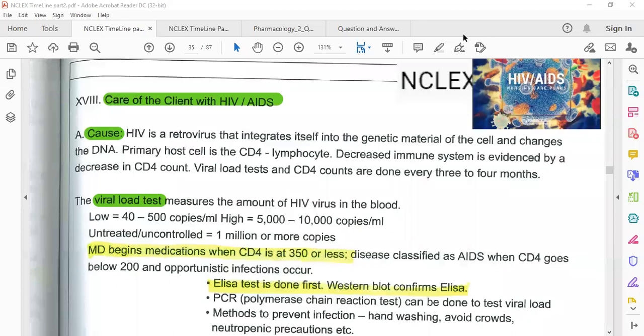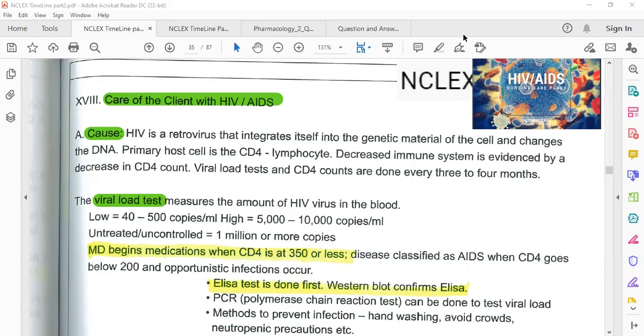The goals for the patient with HIV/AIDS may include achieving and maintaining skin integrity, checking their bowel pattern, and also trying to prevent infection or maintain absence of infection, improve activity intolerance, and also improve the thought process.